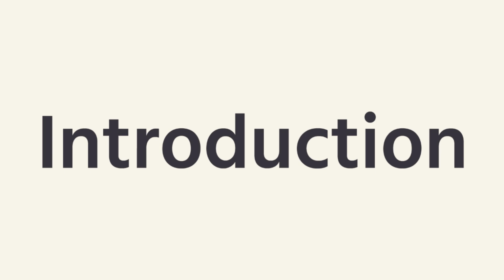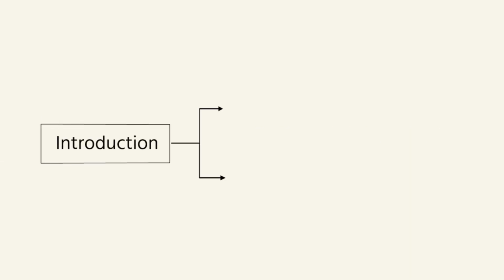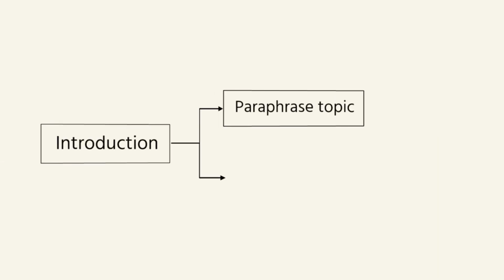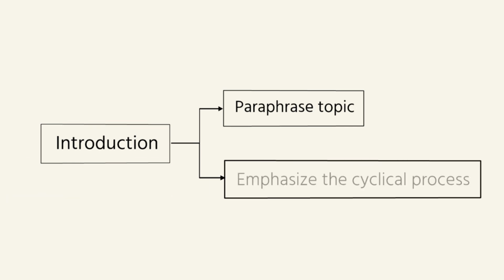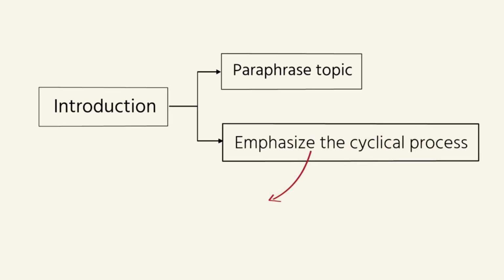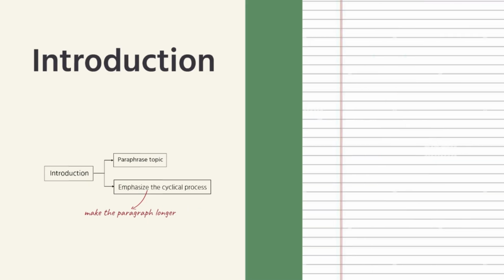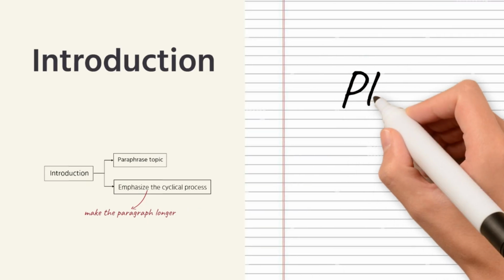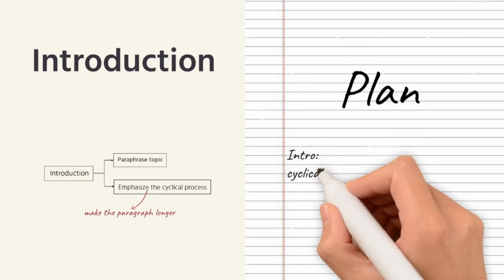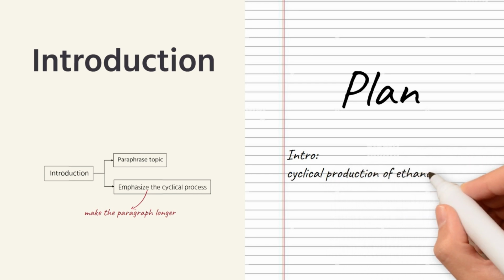First, introduction. For this task, except for the paraphrasing, I recommend emphasizing the cyclical nature of the process as well to make the introduction a little bit longer. Write the plan down. Keywords will be fine. Intro: cyclical production of ethanol as biofuel.